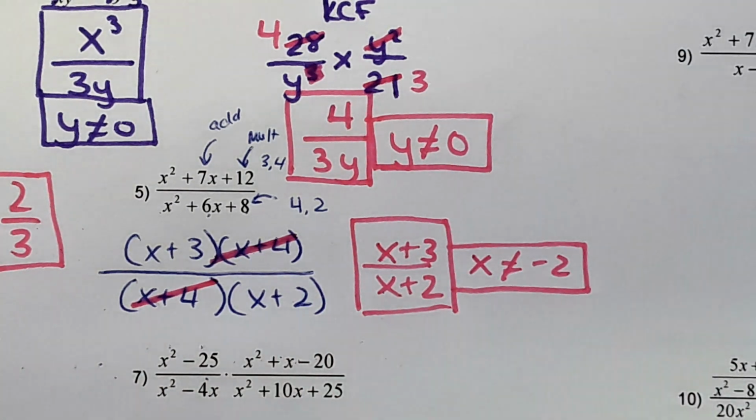I have a question. When you wrote x plus 3 over x plus 2, can't you take out the x? No, because you have addition there. Is the x can't equal -2 part of the answer? Yes. Okay. Continuing.